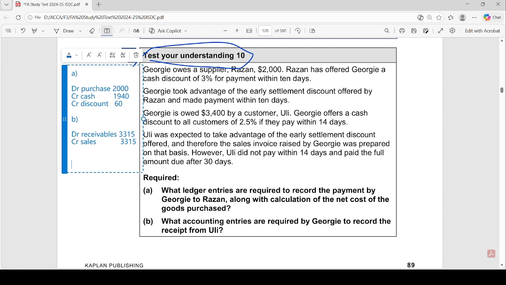$3,315, right? No problem. However, Uli did not pay within 14 days and paid the full amount due after 30 days. What happens in this case? When the payment is made, we are receiving cash of $3,400, and credit receivables we need to reduce $3,315, and also credit side will be sales by $85.